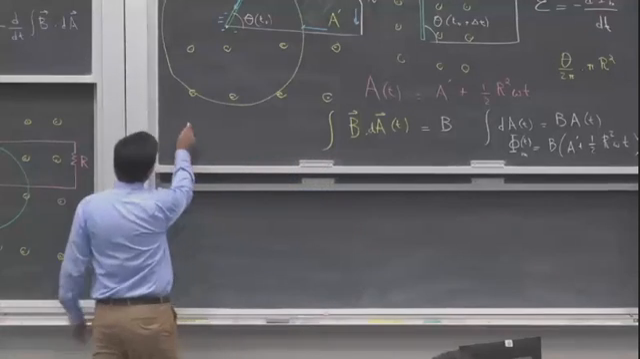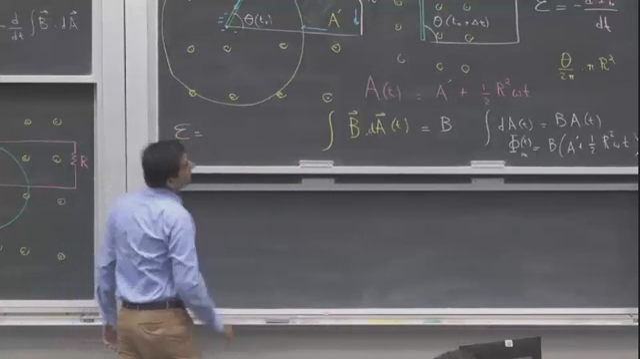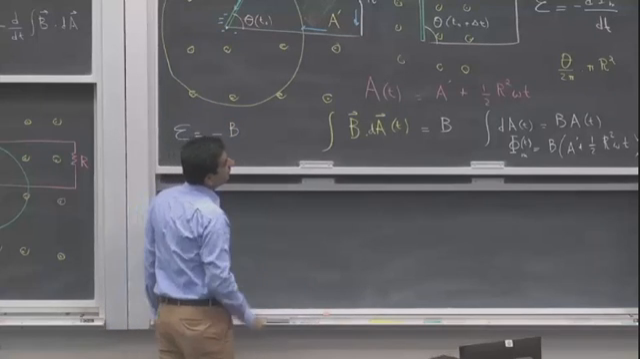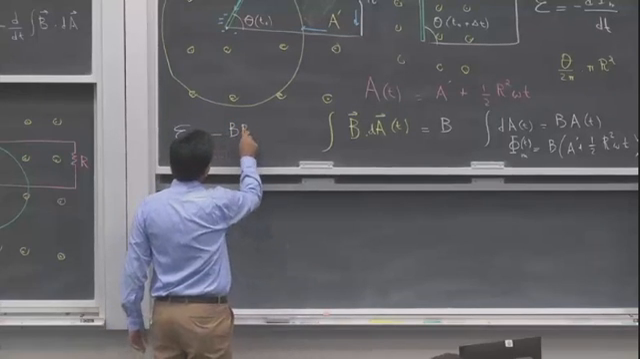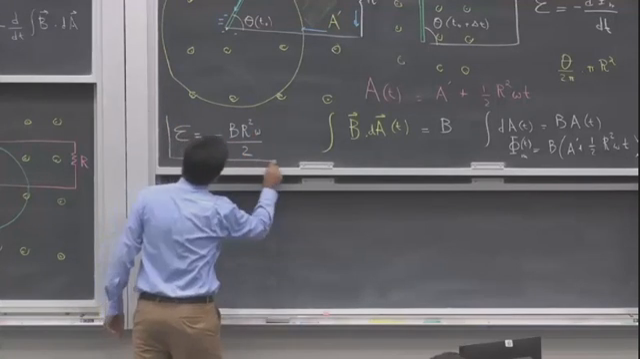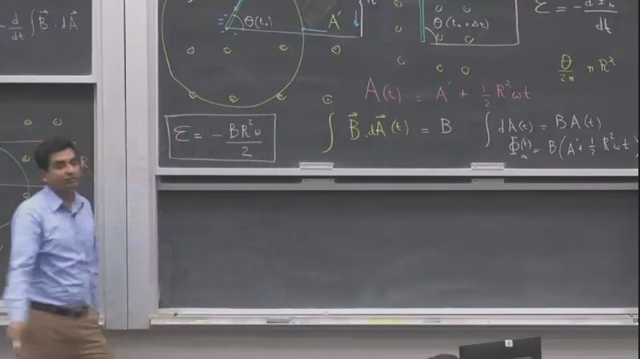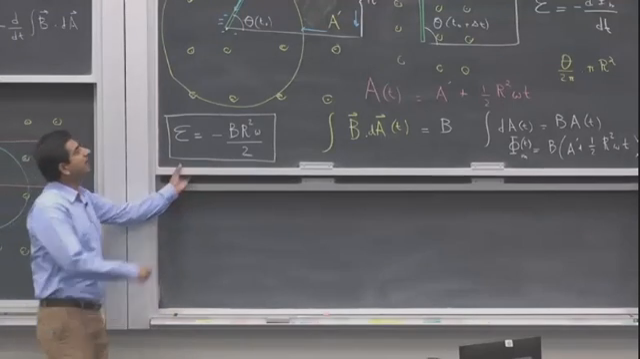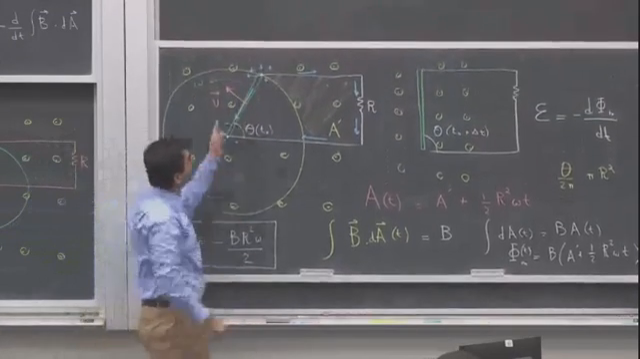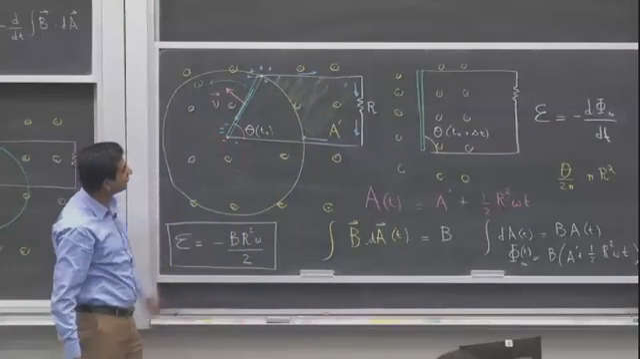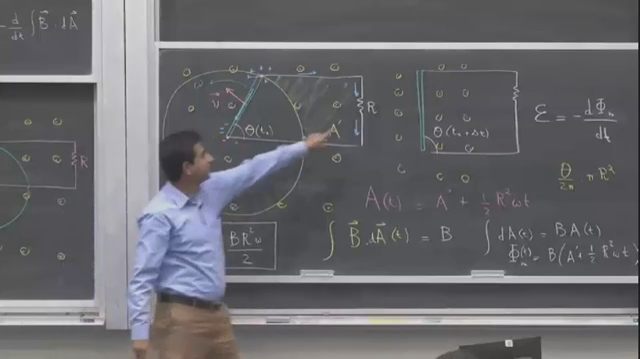The EMF induced will be equal to minus B, R squared is fixed, omega is fixed too. This is the EMF induced inside this rod. So the EMF induced inside this rod will cause a current to flow through the circuit. And the current that flows through the circuit is simply this EMF divided by this resistor R.